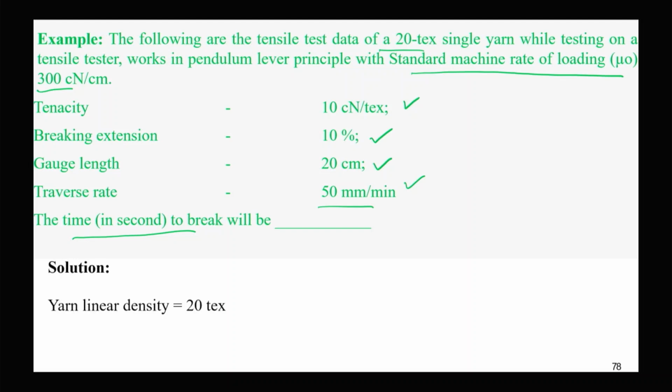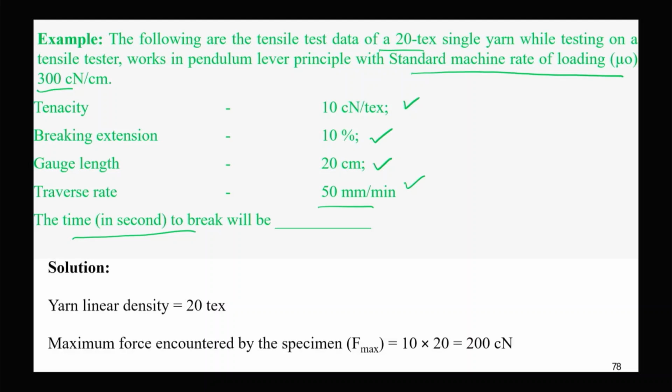So yarn linear density is 20 tex, which is given. So the maximum force applied on the specimen, with breaking tenacity 10 centinewton per tex, is the breaking strength. So the maximum force encountered by the material will be 200 centinewton. It is 200 centinewton, F max.